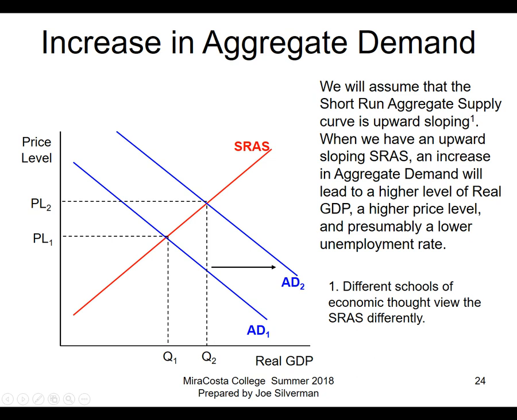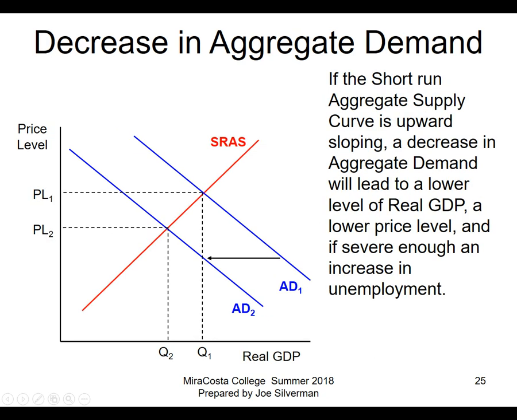The first thing I want to do, though, is go over what happens when we have shifts in either the aggregate demand curve or the short run aggregate supply curve. Assuming we have an upward sloping short run aggregate supply curve, an increase in aggregate demand would lead to higher levels of real GDP, but the economy might experience an increase in the price level, which is essentially a little bit of inflation. If, on the other hand, the aggregate demand curve shifted to the left, we would have lower levels of real GDP and we'd have deflation.